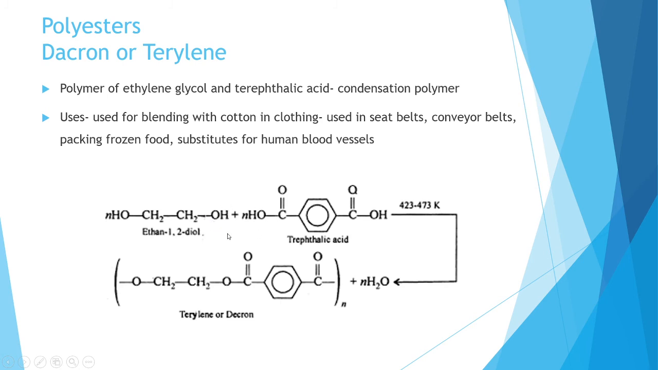That is polyester. That is Dacron or Terylene, and it is used for blending with cotton in clothing, and is used in seat belts, conveyor belts, packing frozen food, as a substitute for human blood vessels in heart surgeries, etc. These are the applications of Dacron or Terylene.